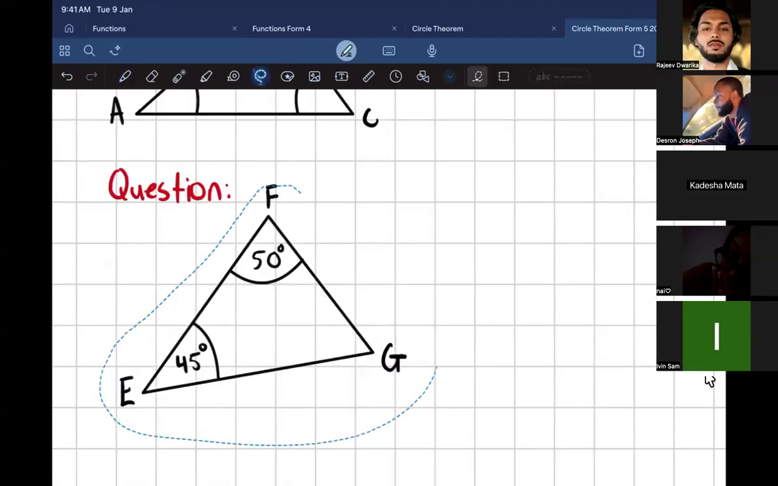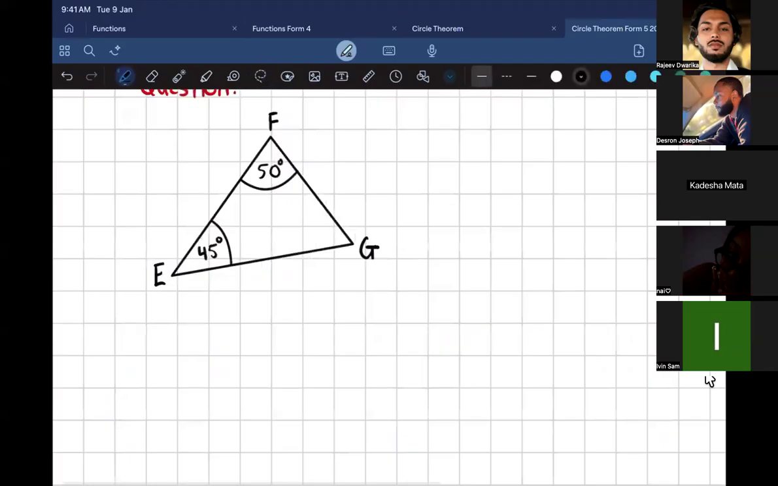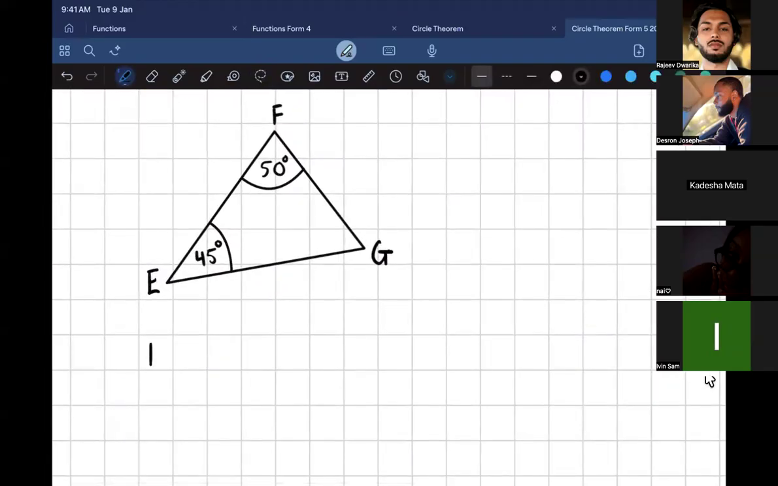So if we have this information, I would like you all to find angle FGE. This is how they like to write it in CXC. They would say find angle FGE. What do you think they mean when they say FGE? What angle do you think they're talking about? Find angle G.